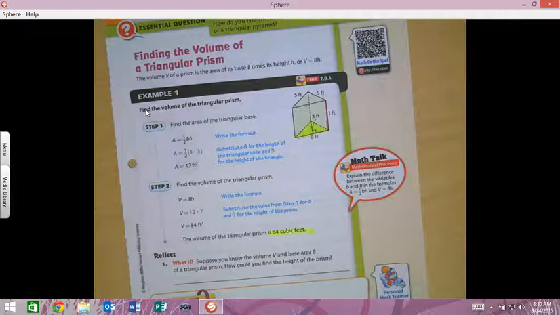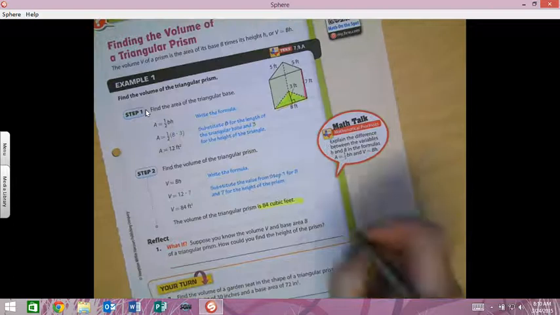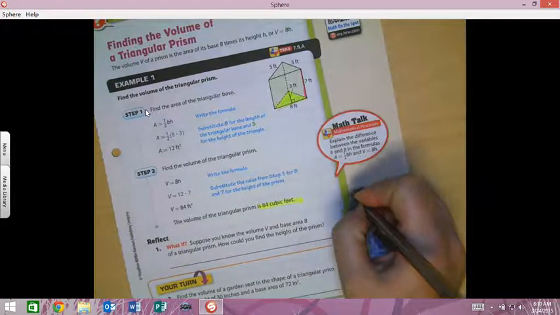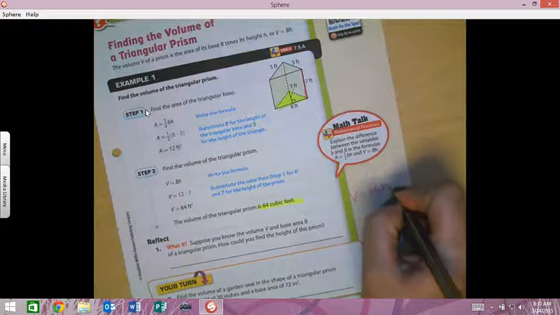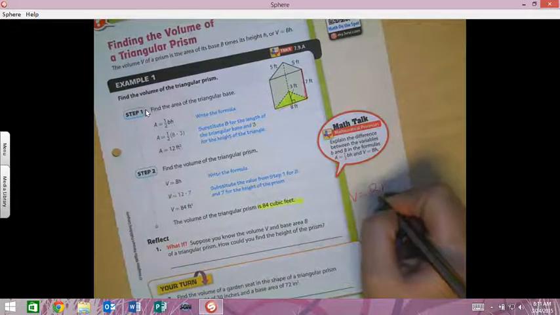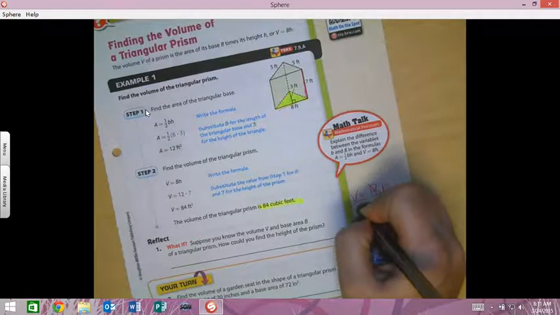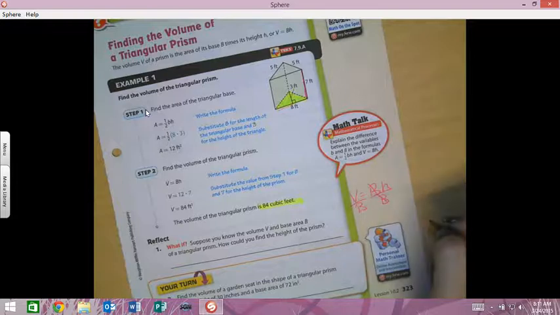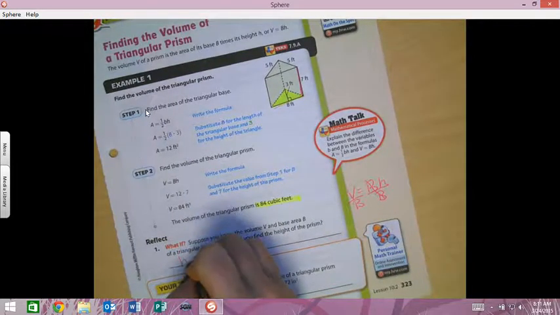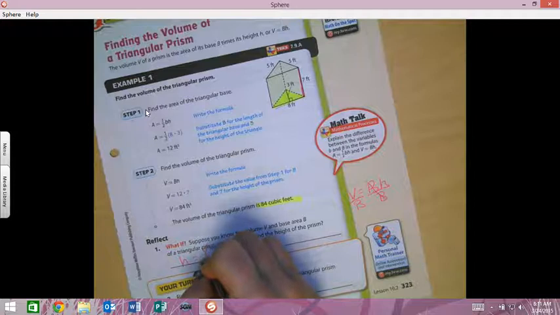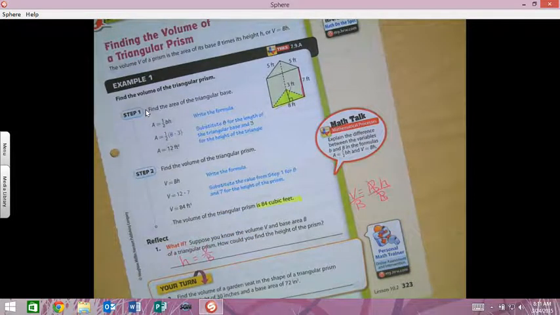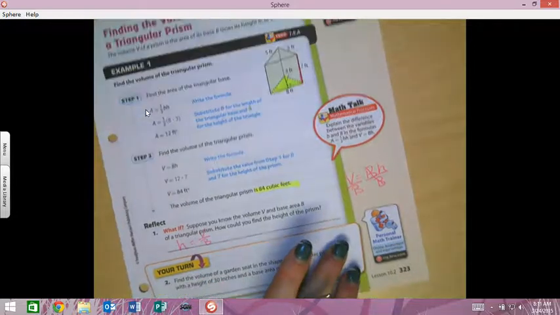So our what if reflect question. It says, suppose you know the volume V and the area B of the triangular prism. How could you find the height of the prism? Well, all it is an equation. So you have V equals big B times H. If we're looking for H, how can we get rid of multiplying by big B? We would divide both sides by big B. It's the same as our solving equations, just without numbers. So our height would equal our volume divided by our big B.